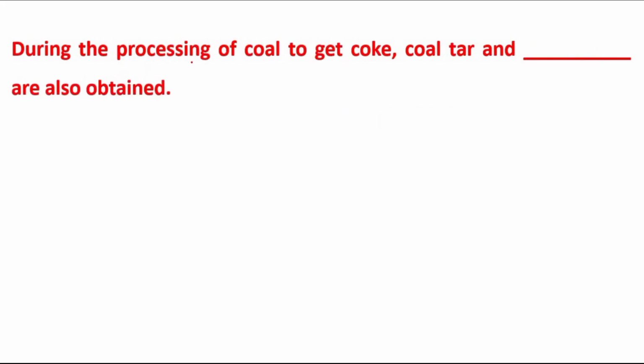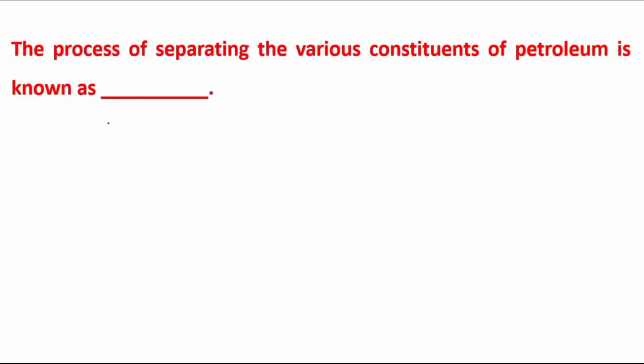During the processing of coal to get coke, coal tar and coal gas are also obtained. The correct answer is coal gas. Here we go with the next question. The process of separating the various constituents of petroleum is known as petroleum refining or fractional distillation. It is done in petroleum refineries.